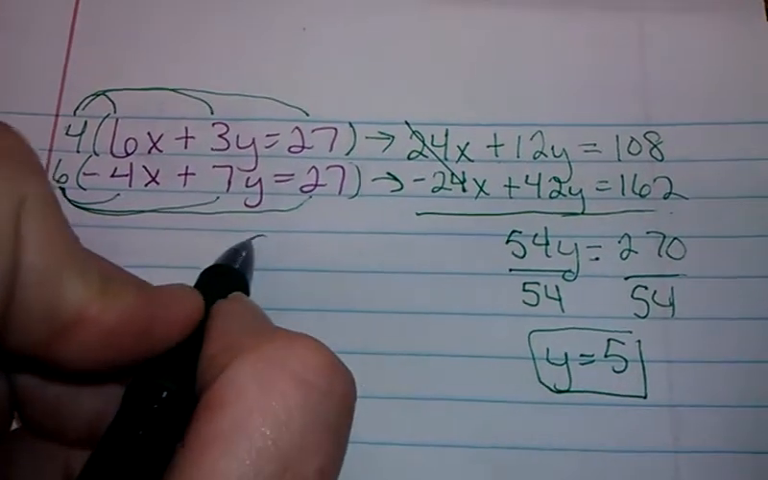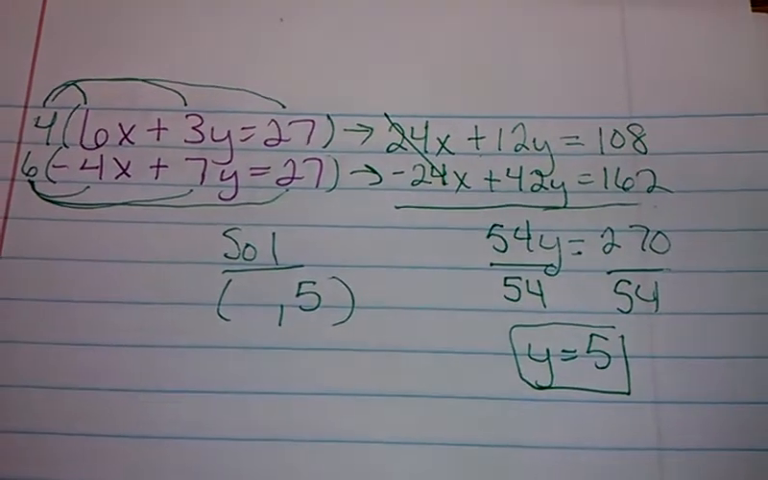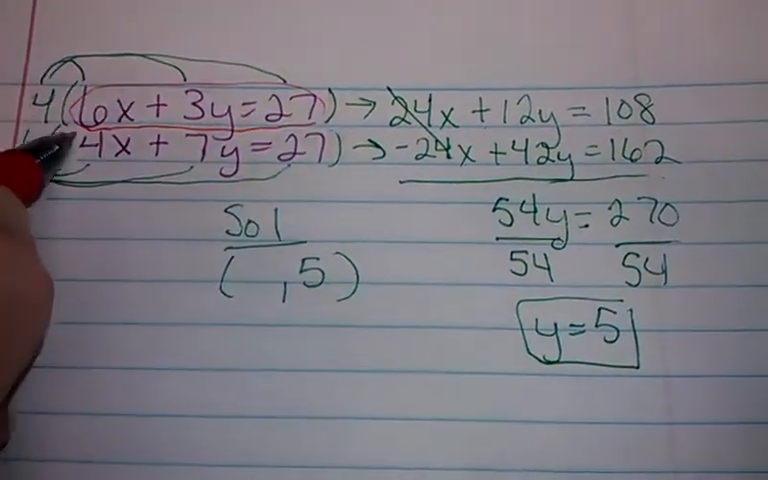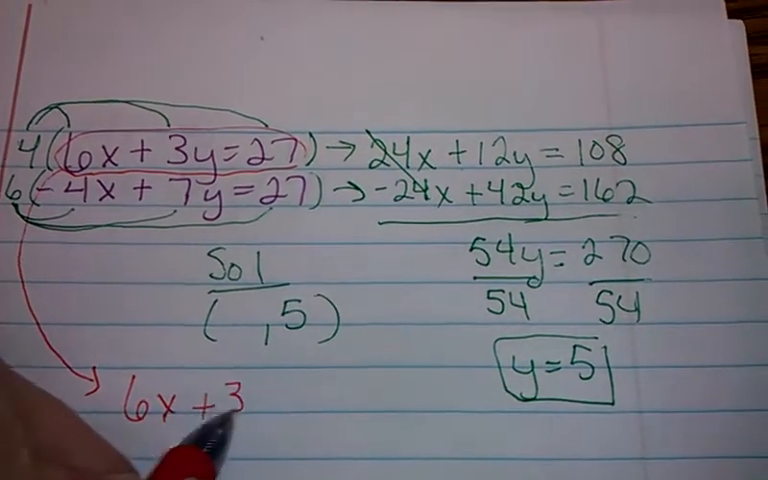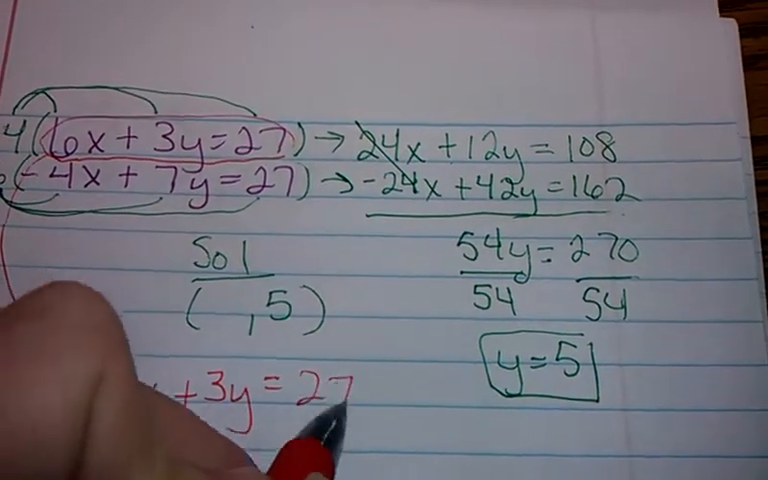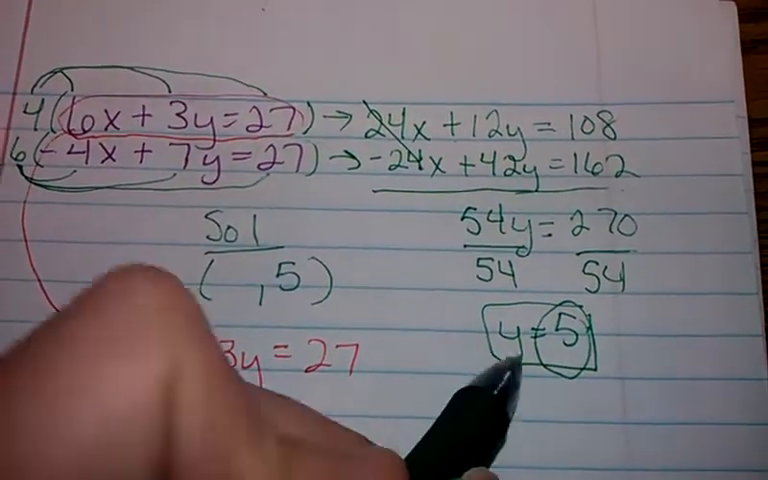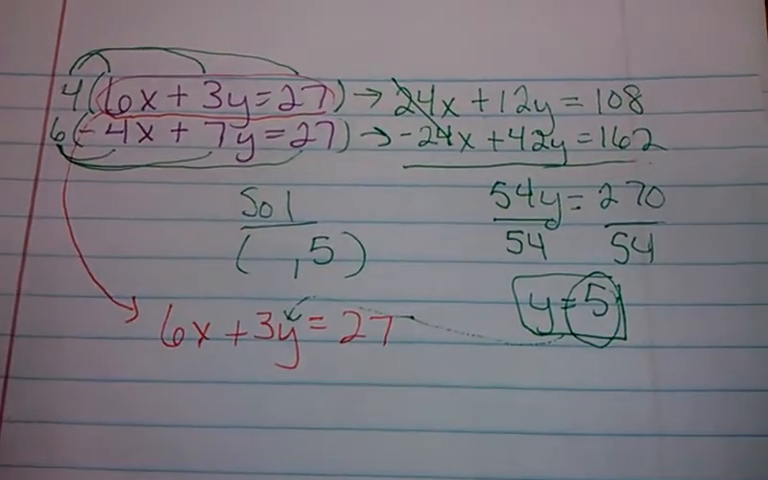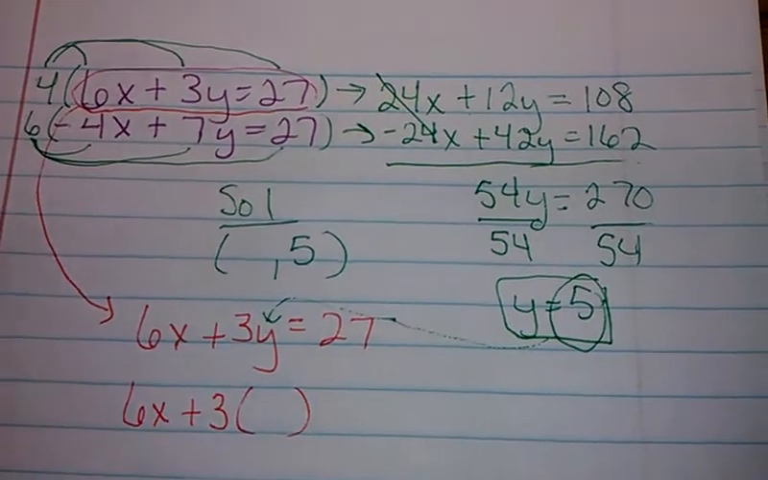So for my solution, y is 5, but I've got to find x. So I'm going to take this right here. I'm going to bring this equation down. 6x plus 3y equals 27. Y is 5. Take y, put that in here for x. I'm sorry, not for x, for y. You always have to make sure that you substitute in for the correct variable.